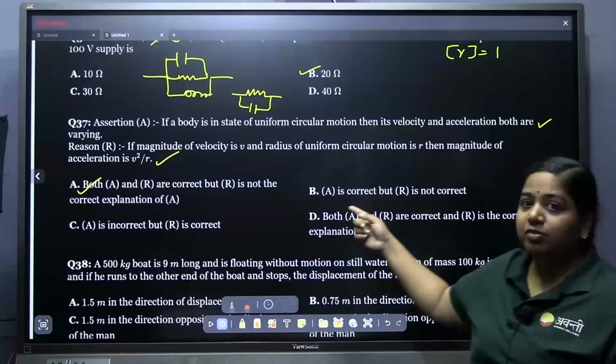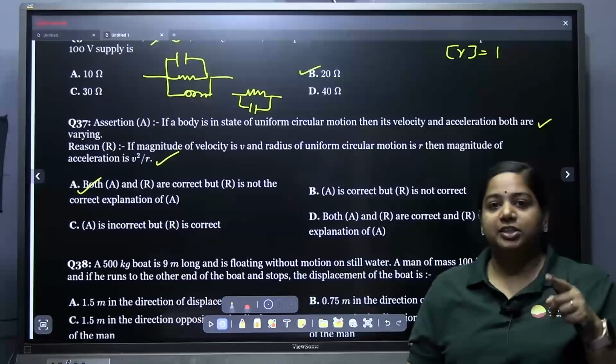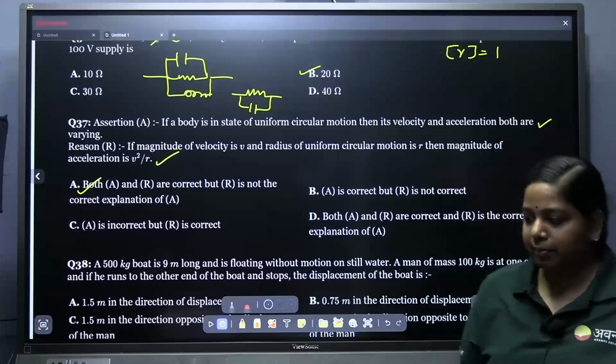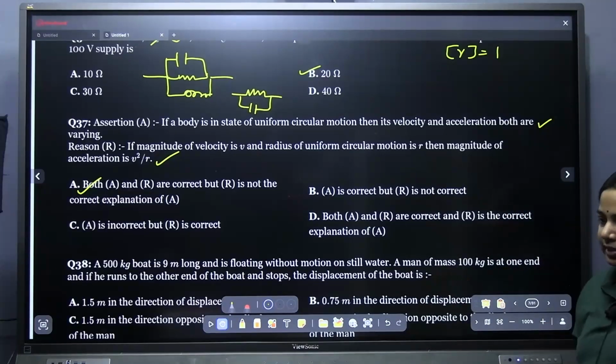Okay, right reason will be what? The direction is continuously changing even though magnitude is same. So option A is the answer. Okay.